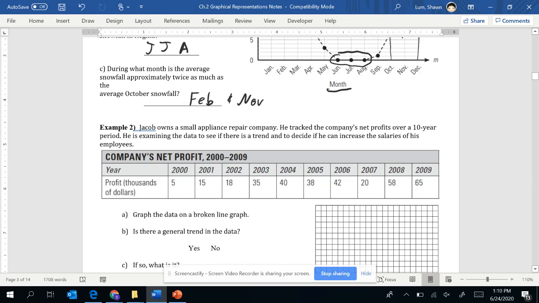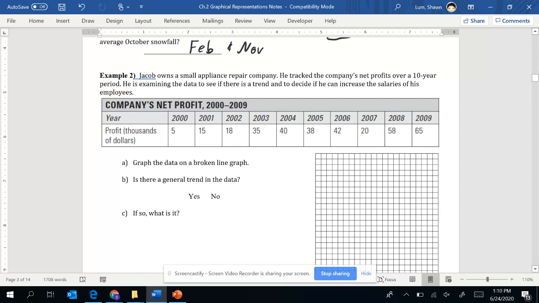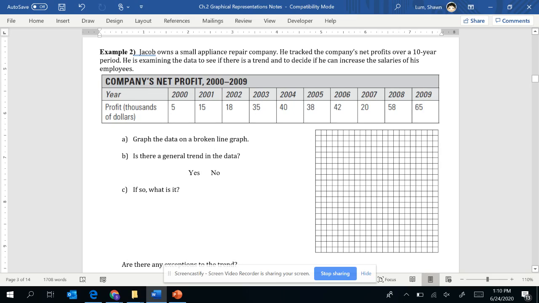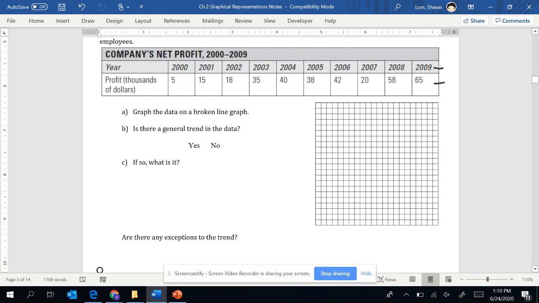Okay. Jacob owns a small appliance repair company. He tracks the company's net profits over a 10-year period, and he examines the data. So first off, we're going to make a broken line graph. I have a little bit of graph paper right here for us to work on. Now, the biggest thing is that when we're setting up a graph, we have to figure out which one of these 2 values is independent and which one is dependent. If you ever get something like time, it is almost always the independent variable and should therefore be put on the x-axis. So we're going to put time here, and time is going to happen to be the year.